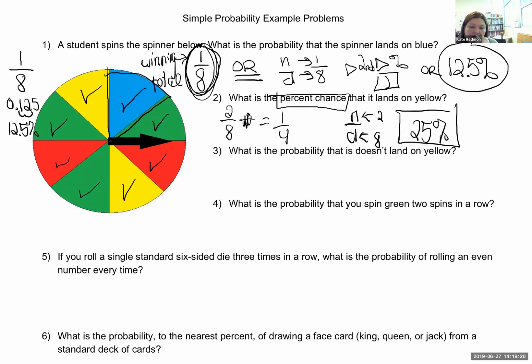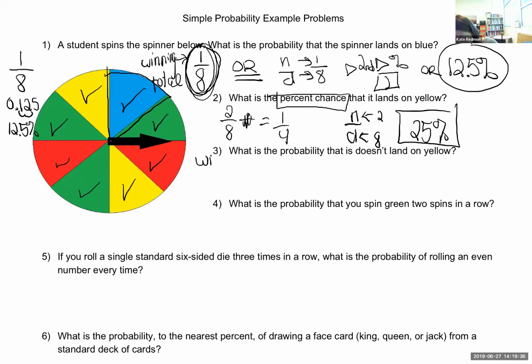Now, let's see the next one. You're going to have to watch the wording. That's the only way these problems could get tricky. The math doesn't really get too tricky usually on the GED, but the wording will. So like number 3 says, what is the probability that it doesn't land on yellow? That it doesn't land on yellow.